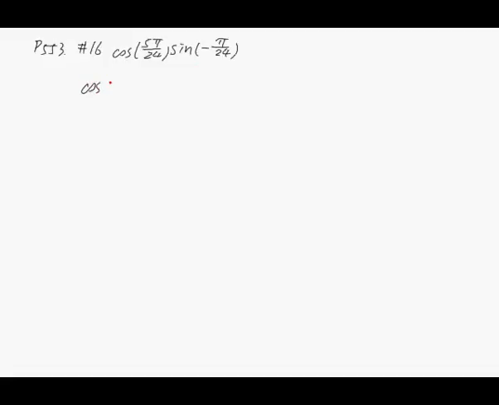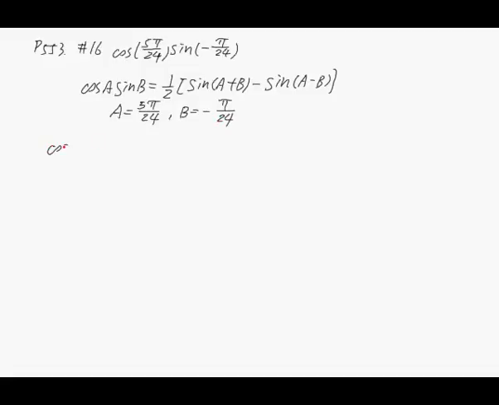We have cosine of A times sine of B equal to 1/2 times sine of A plus B minus sine of A minus B. And here A is equal to 5 pi over 24, and B is equal to negative pi over 24.